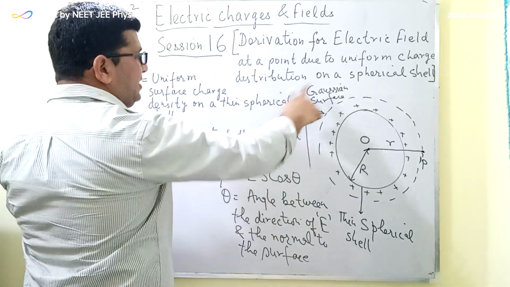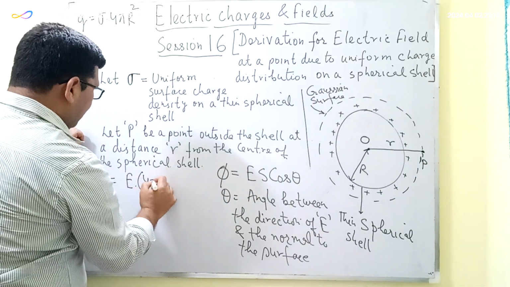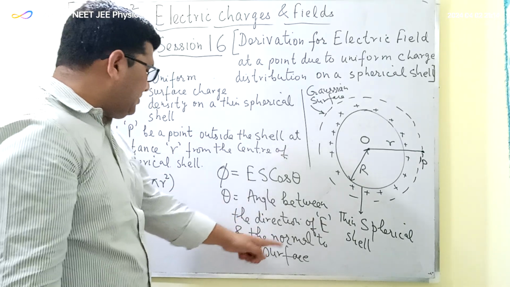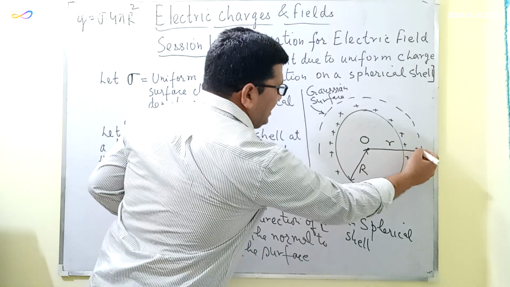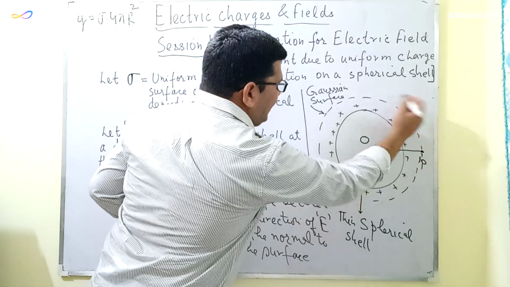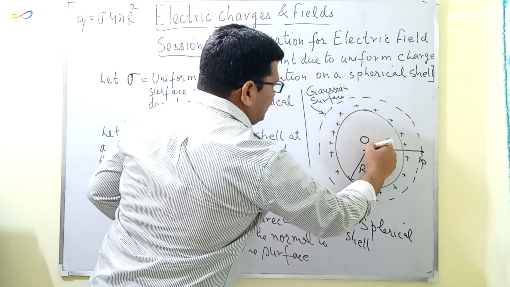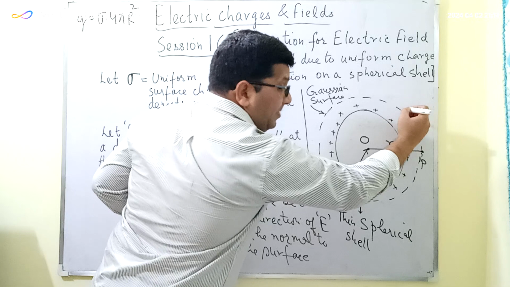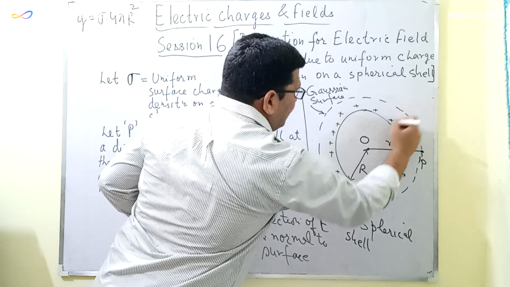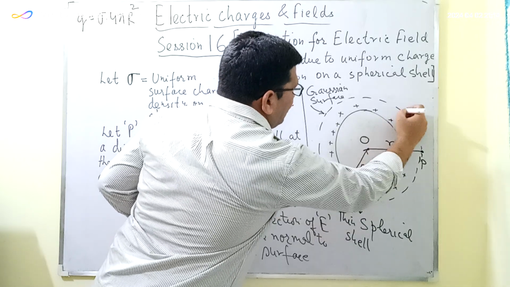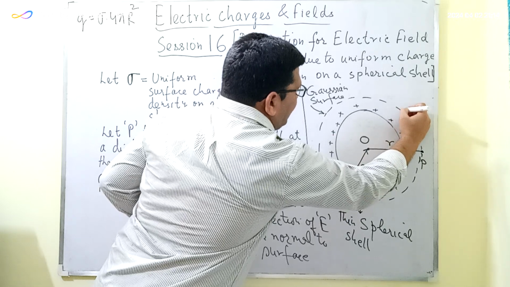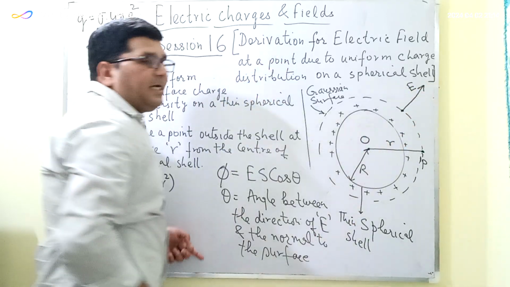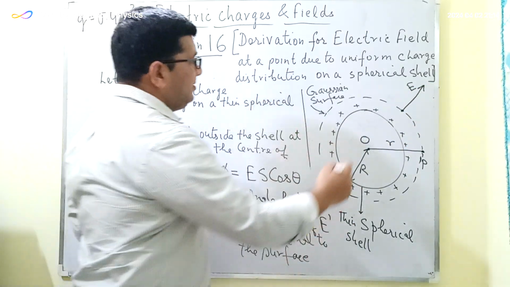Here the surface area of this Gaussian surface is equal to 4 pi R square, and now here theta is the angle between the direction of E and the normal to the surface. So let us say at any point on this Gaussian surface, the direction of the electric field will be directed outward radially. Okay, like this. Let us consider this point here. So this is the direction of the electric field, and this will be directed radially outward.